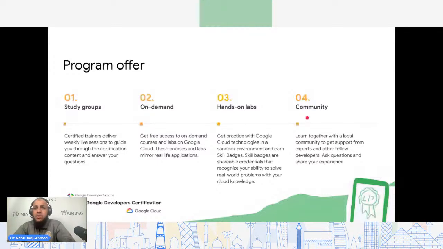Those are not cheap either. If you go to Skill Boost and you want to practice on Google Cloud Labs, for example, you need to pay. You need to buy credits in order to do that. Now we're giving you 3 months access for free for all the skill badges that you can do, and also an opportunity to be part of the community, to share knowledge, to learn from others, not just from a Google Cloud perspective, but maybe open up opportunities for you, share experiences, ask questions of others, and so on and so forth.